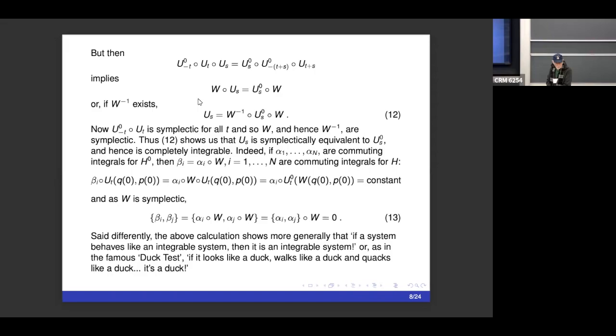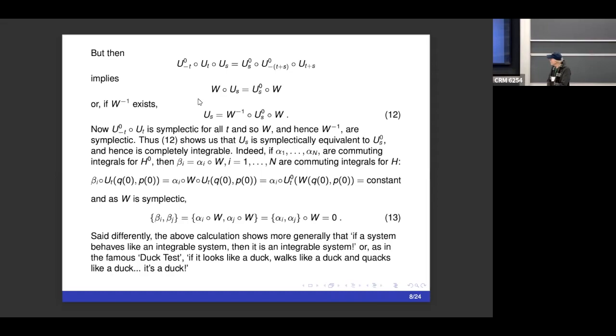And they have determinant one. Each one has determinant one. So W, the limit, will also be invertible. And W inverse will exist, and hence you obtain equation 12, which says that U of S is symplectically equivalent to U0 of S, which means that U of S is a completely integrable system.